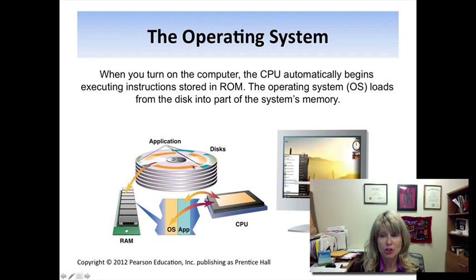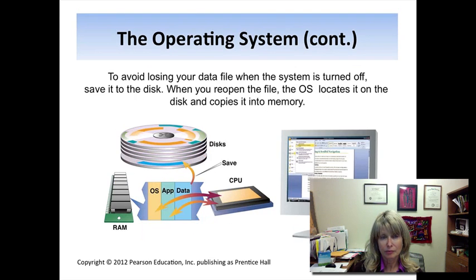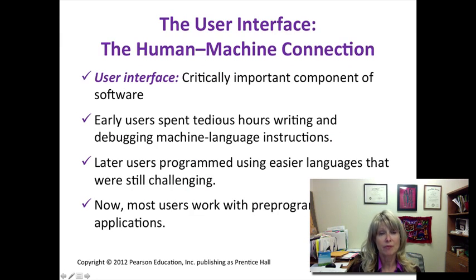All right, so here's some information about this, and you can look at this more later. Our RAM, our OS, our operating system, our CPU, these are all the parts that we talked about. So the CPU automatically begins executing commands stored in ROM. Okay, the operating system loads from disk into the system's memory. This is a key thing. To avoid losing data when the system is turned off, save it to the disk. That just makes sense. But how often we don't do that.